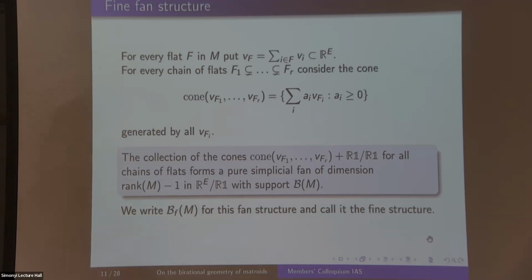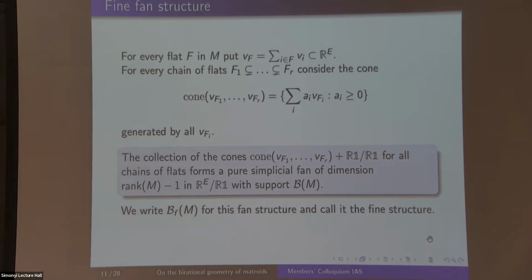So by looking at indicator vectors of flats and looking at cones which are spanned by those indicator vectors where the flats form a chain, we can define the notion of cones. And it turns out, with some effort, the Bergman fan is a nice union of all those cones, in the sense that it is a fan. We call this fan structure the fine fan structure. As we will see later on, there are other fan structures. And this is one where all the flats turn up, so to speak.